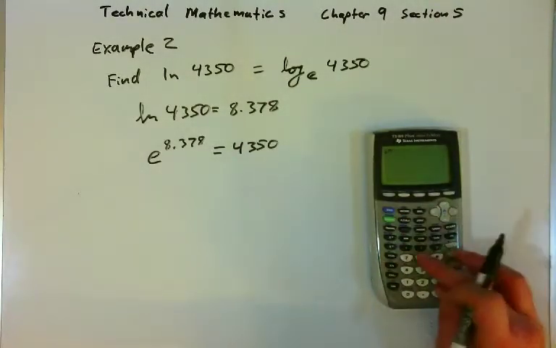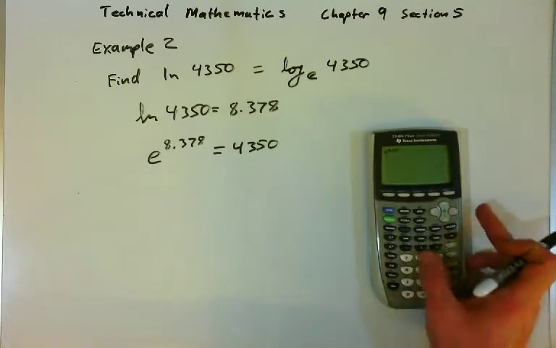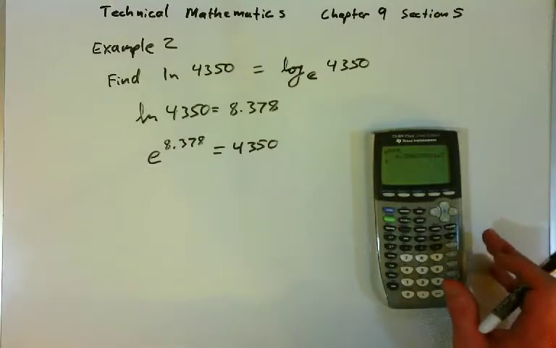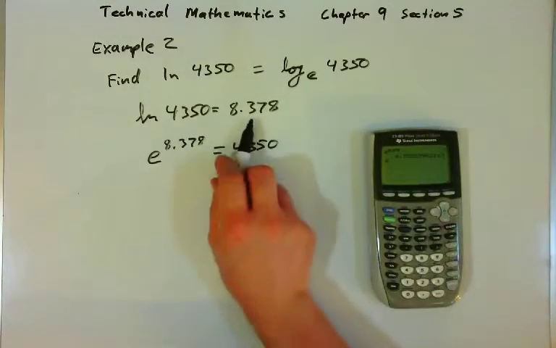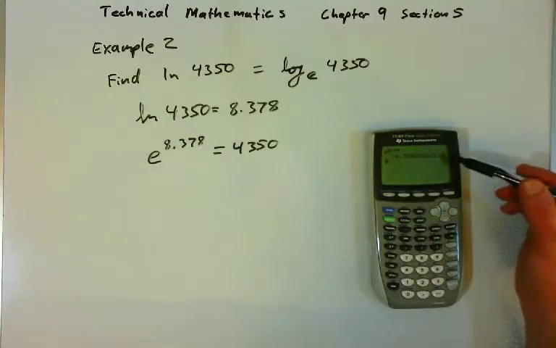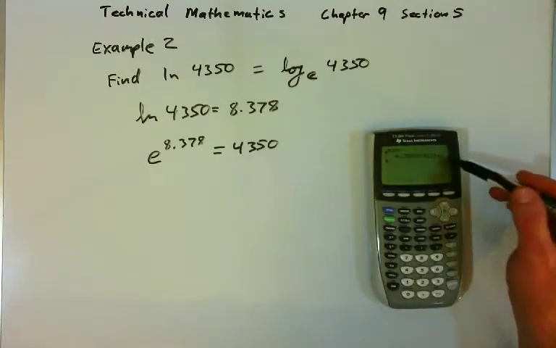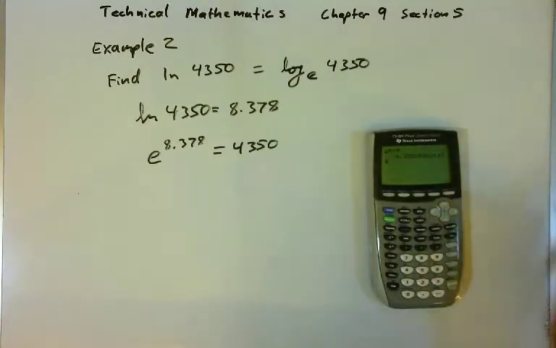We can check our answer by doing that. If I do e to the x and I do 8.378, you can see I get 4,350.2, and that's because I rounded this number off. My calculator is in engineering mode, so this says 4.350 times 10 to the 3rd power, which is 4,350.